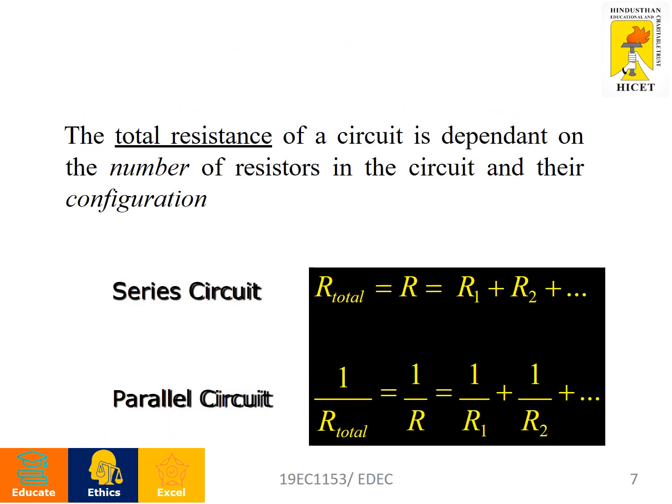The next one: the total resistance of a circuit depends on the number of resistors in the circuit and their configurations. Okay. Series circuit: if it is a series circuit, the total resistance R total equal to R, which is equal to R1 plus R2 plus up to Rn, where n represents the number of resistors connected in the circuit. If it is a parallel circuit, the total resistance is 1 divided by R total equal to 1 by R, which is equal to 1 by R1 plus 1 by R2 plus up to 1 divided by Rn.